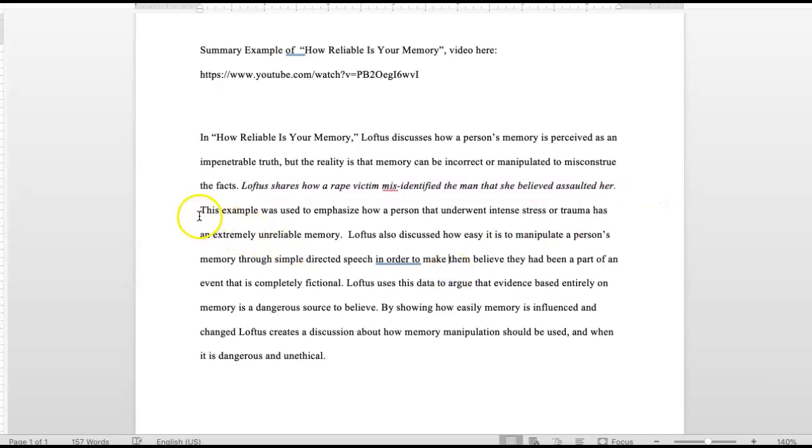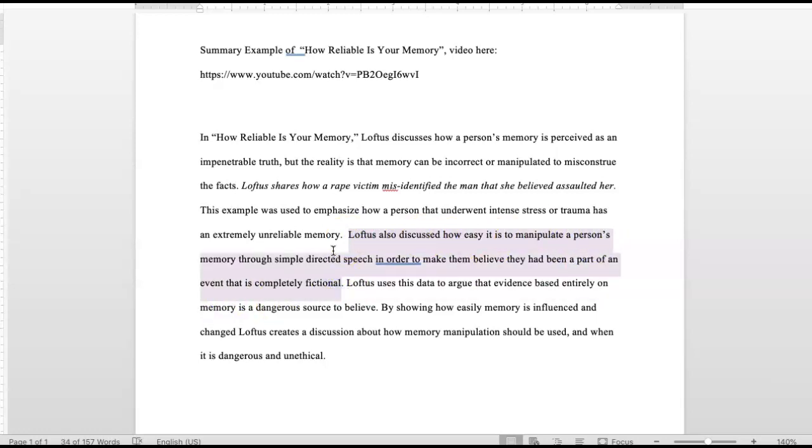And so then this particular student goes about and says how this is an example of how a person that underwent the intense stress of the trauma has an extremely unreliable memory. So the student picked one thing that supports the main idea, and then an example or a support to this first thing. And then here's the second thing that they're pointing out.